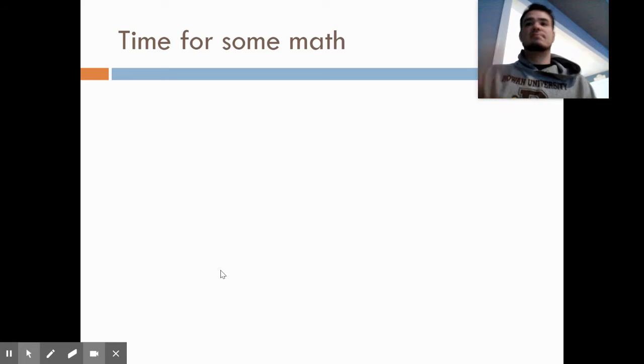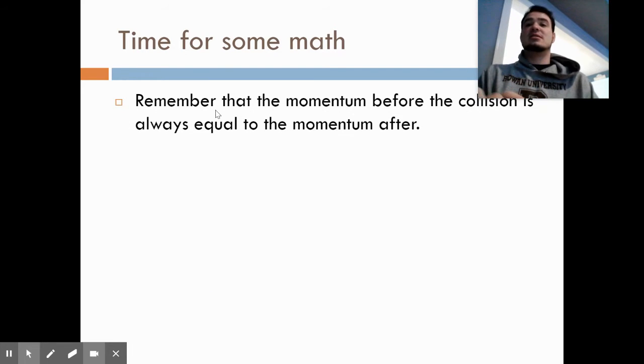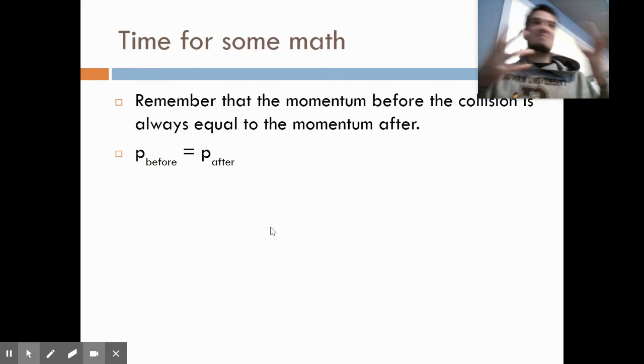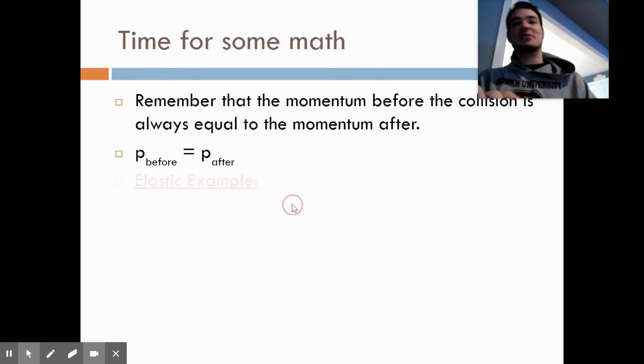So here's the math. Here's what we're going to do. This is really, really important, though. You've got to remember that momentum before the collision has to equal momentum after. So that's going to define all of these problems. We always are going to use this law. This is how we are able to establish this. It's momentum before equals momentum after. That looks really, really easy, right?